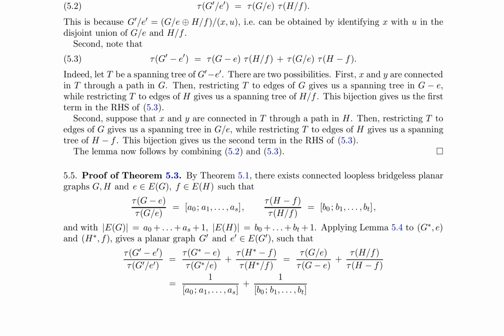The proof of Theorem 5.3 relies on Lemma 5.4, which constructs a new graph G by combining two given graphs G and H, preserving the connectivity and planarity properties. The lemma shows that τ(G, e) equals τ(G, e) plus τ(H, f), and |E(G)| equals |E(G)| plus |E(H)|.